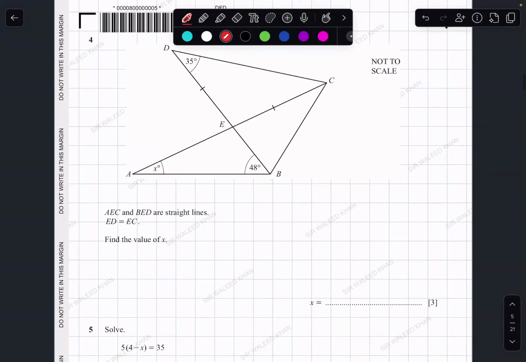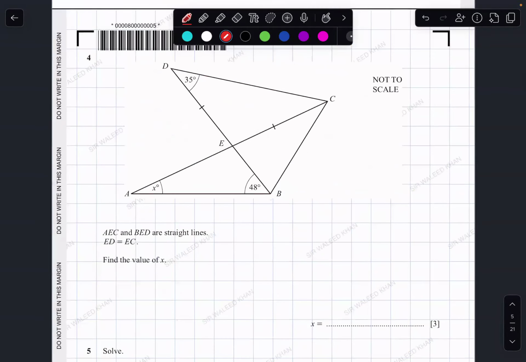Question number 4. AEC and BED are straight lines. Find the value of x. Okay. We have straight lines over here, and ED is equal to EC. So we have to find the value of x.